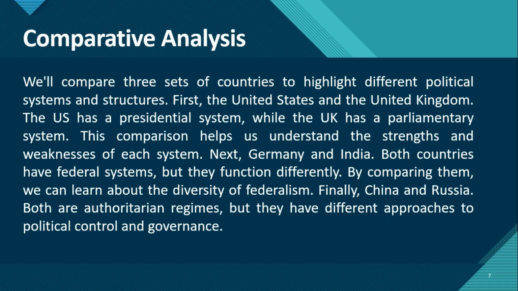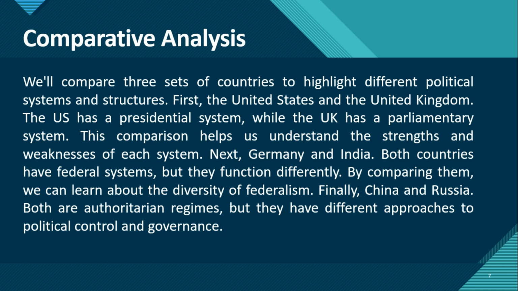Comparative analysis. Let's move on to some comparative analysis. We'll compare 3 sets of countries to highlight different political systems and structures. First, the United States and the United Kingdom. The US has a presidential system, while the UK has a parliamentary system. This comparison helps us understand the strengths and weaknesses of each system.